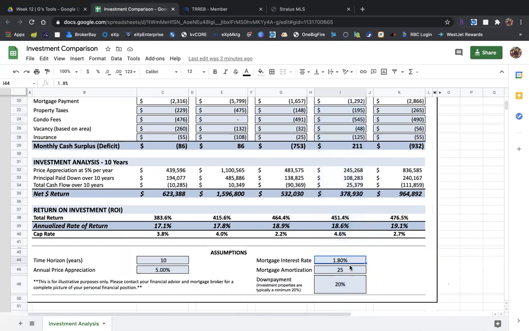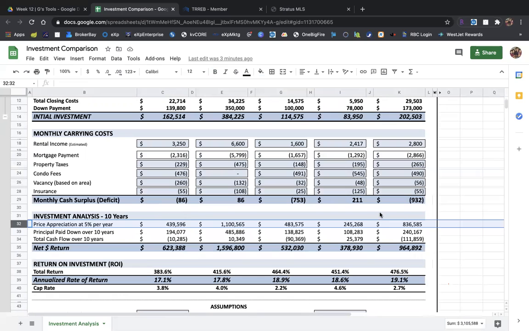Mortgage rate, 1.8%, 25-year amortization. And here, investors, they will need a minimum 20% down, maybe even 25 or 30%, depending on the lender. Again, it's the same assumption for all 5 of these comparisons. Okay. These numbers will drive your mortgage payment calculation. These numbers are driving your price appreciation numbers.